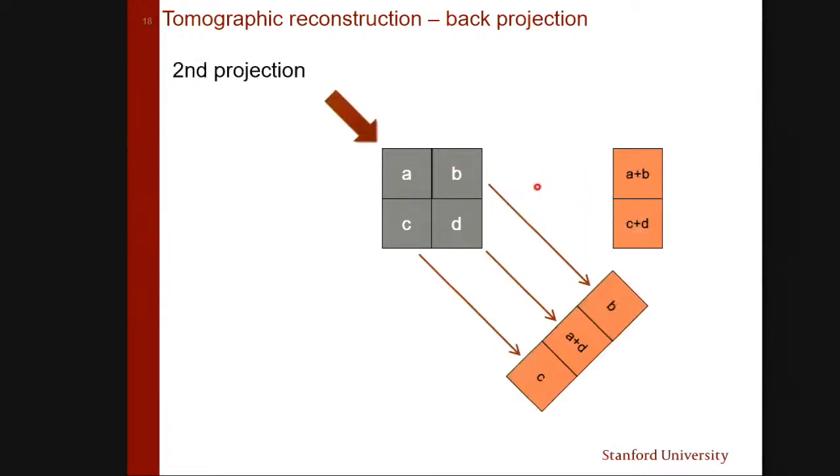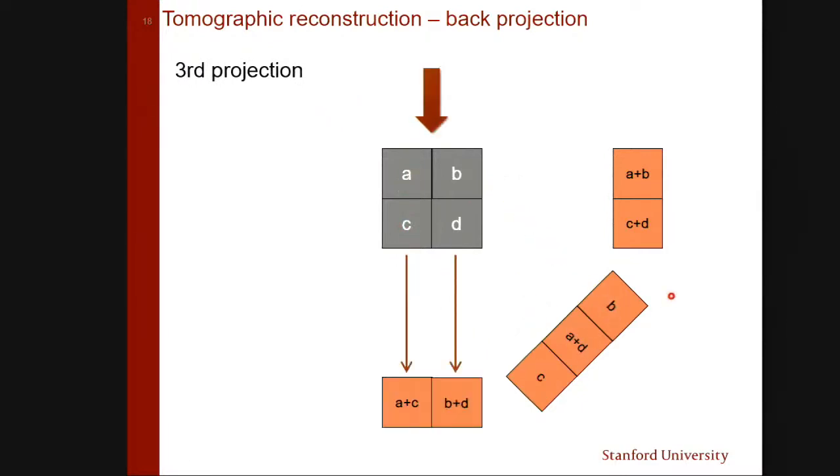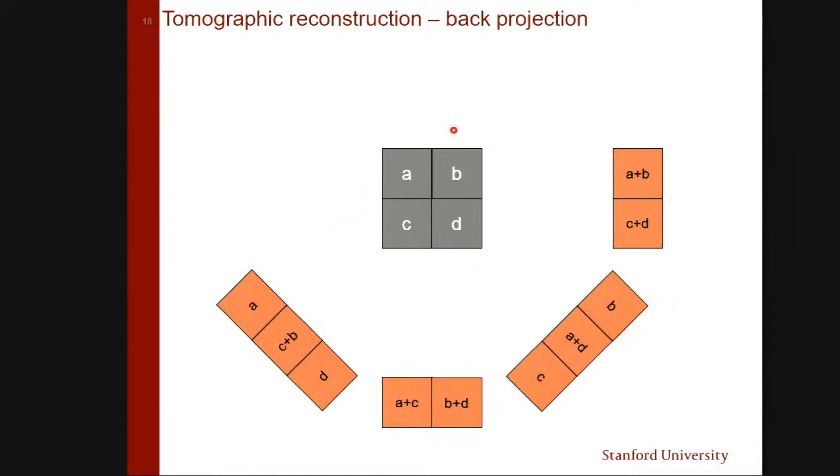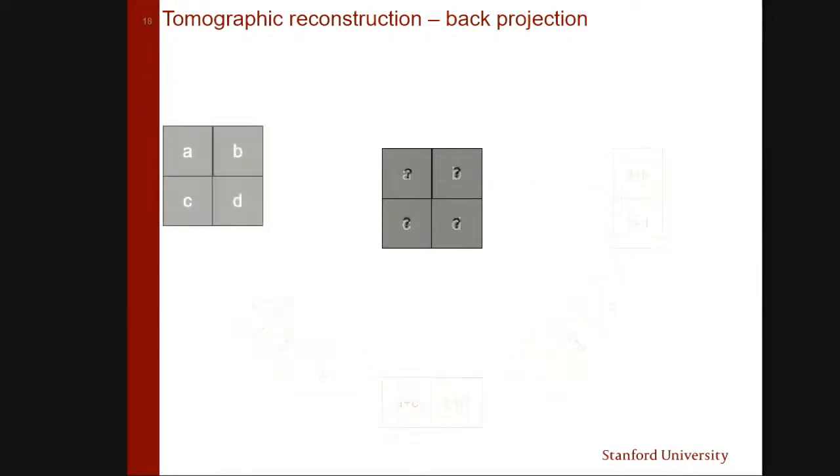Then we change the angle. Now this pixel has information from C, here we have A plus D, and here is B, okay? And we continue here, here, and now we have an object, and we only have this information right here. So how can we recreate our object?